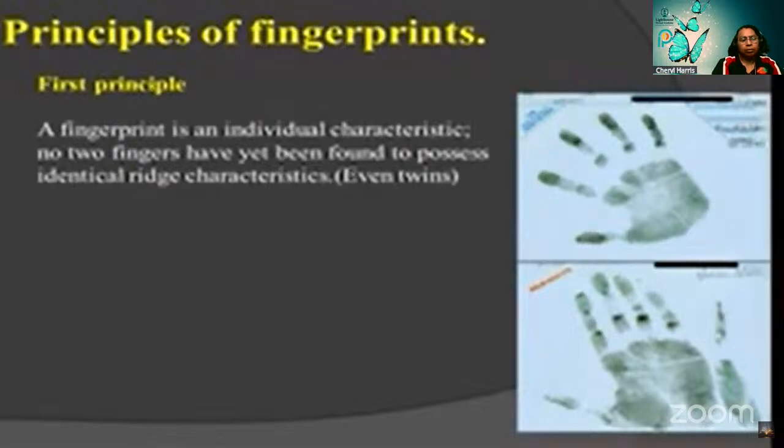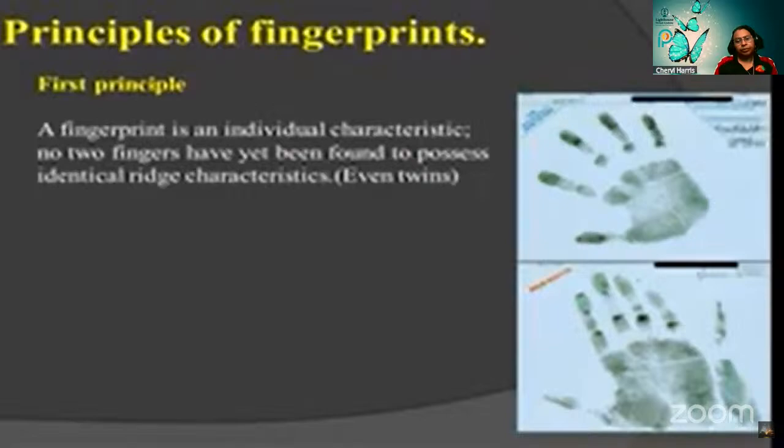The first and basic principle of fingerprint is that a fingerprint is an individual characteristic. No two fingers have yet been found to possess identical ridge characteristics, even twins. So that is the important principle of fingerprints, that no two fingers, even of a single person, have identical finger ridges. Even if they are twins, it will be different.